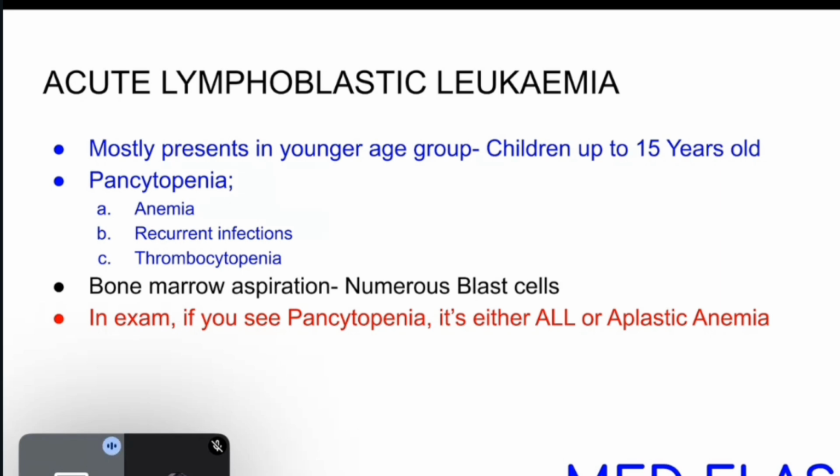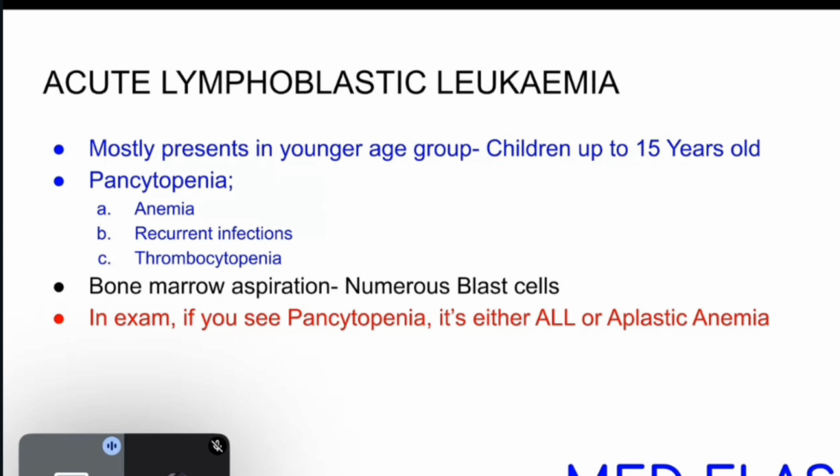You can see a characteristic pancytopenia in the patients. So, what is pancytopenia? It's a characteristic triad of anemia, recurrent infections, and thrombocytopenia. All right. And bone marrow aspiration shows numerous blast cells. So, remember these points. This would be the differentiating point between a chronic leukemia and an acute leukemia.